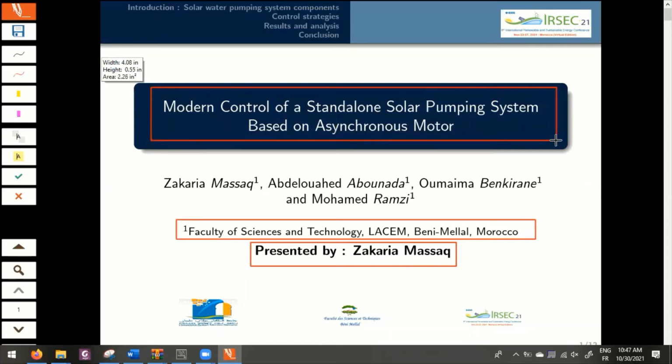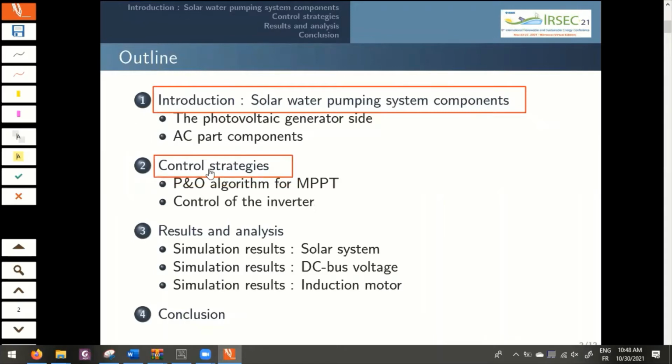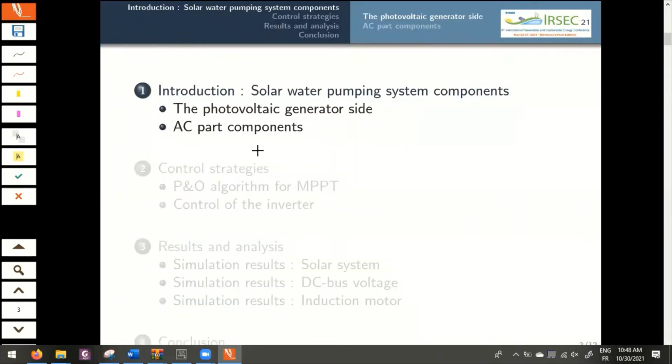The subject of our presentation is presenting a modern control scheme for a solar pumping system based on asynchronous motor. This presentation includes four main parts. In the introduction section, we will cite the main components used in solar pumping system. In section number 2, we will briefly discuss the proposed control strategies. Finally, simulation results and analysis are reported in section number 3, followed by general conclusions.